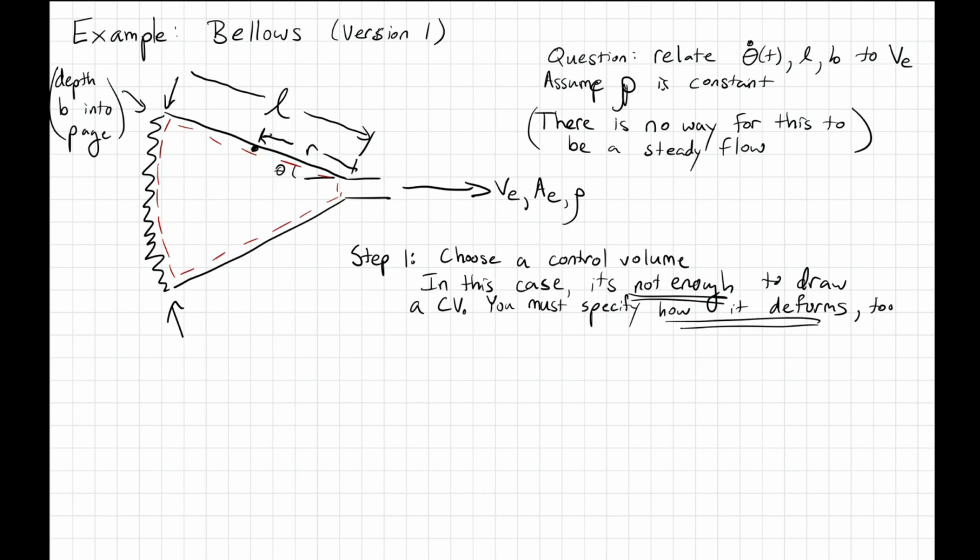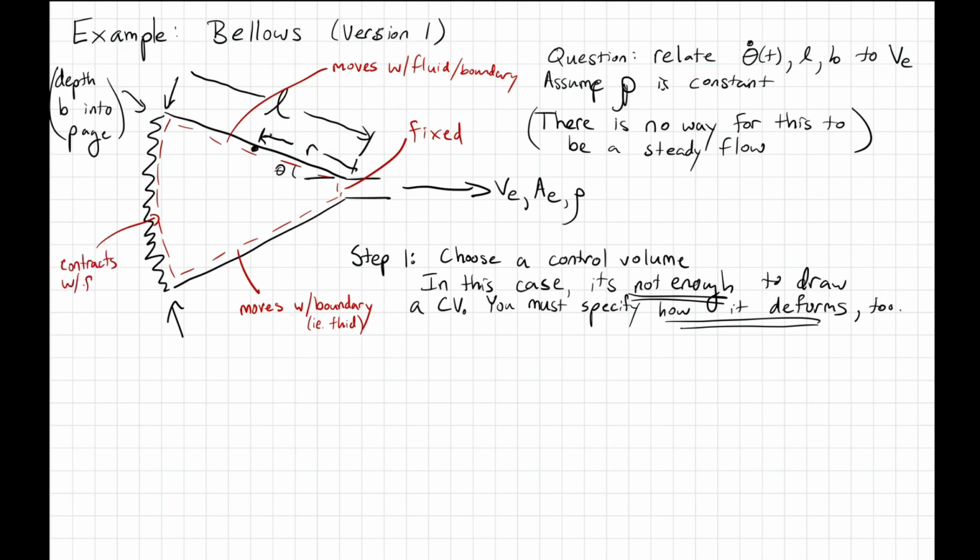So in, quote, version 1 of this solution, what I'm going to do is assume that as the upper and lower boundary get squished together, the control volume is moving with that boundary at the same speed. So basically my control volume is going to contract over time. That is not the only way to do it, as I'll show you next time. I'll resolve this problem in the future with a different control volume.